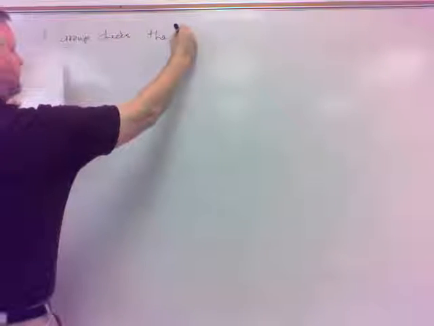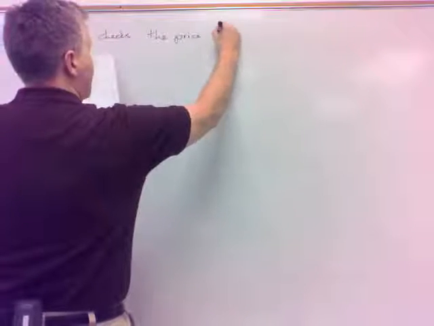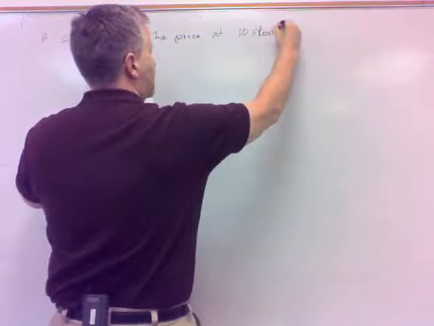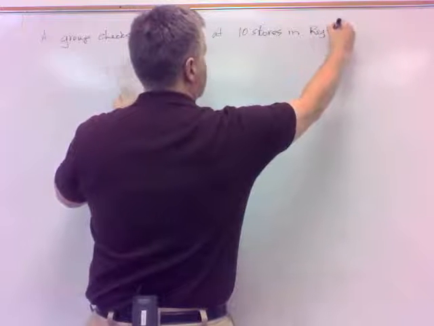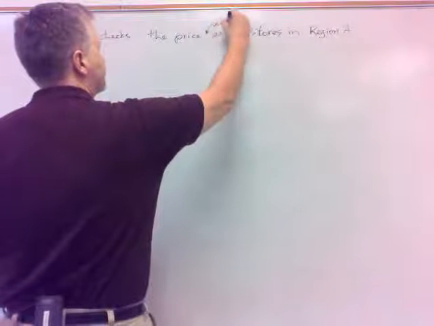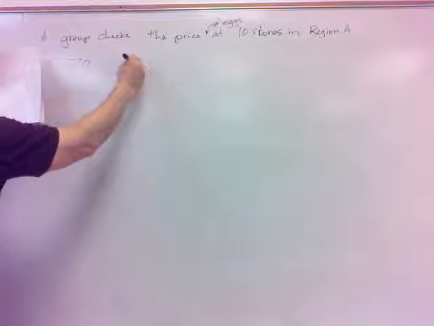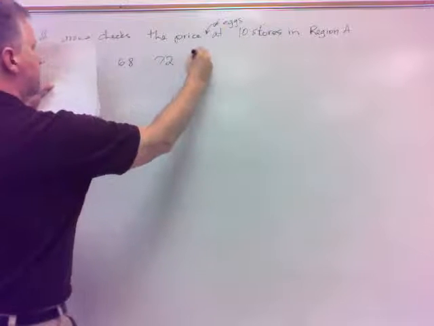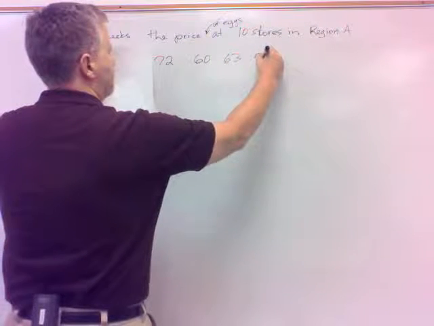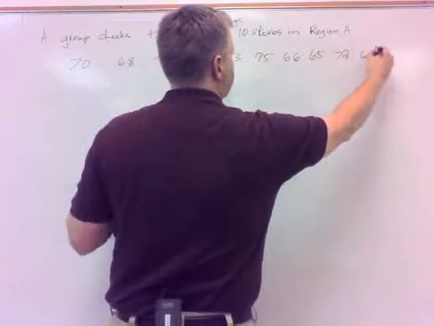Let's say a group checks the price of eggs at 10 stores in, let's call it region A. Group checks the price of eggs at 10 stores in region A, and here they are: 70, 68, 72, 60, 63, 75, 66, 65, 72, and another 65.